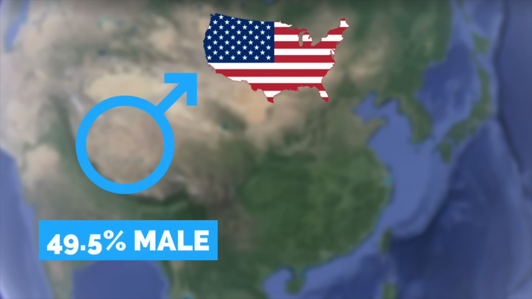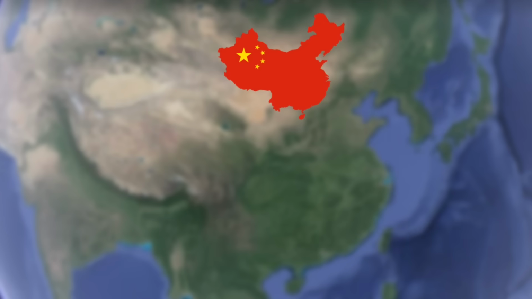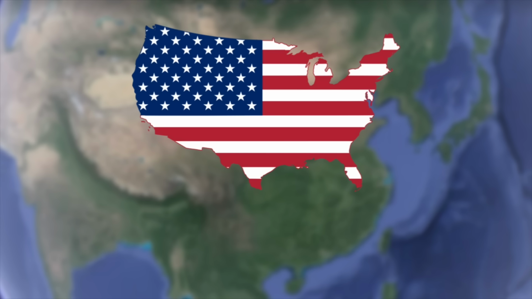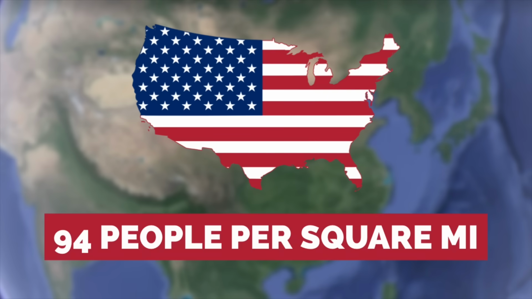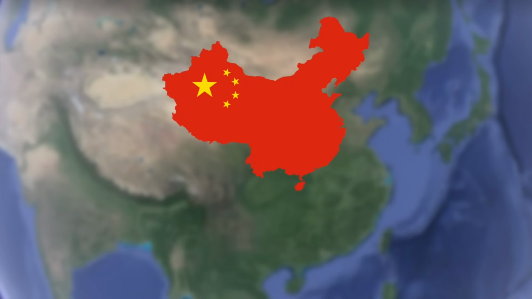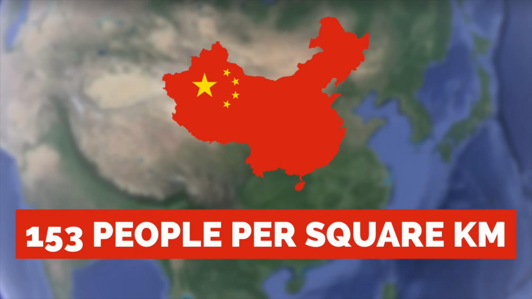In the US, 49.5% of the population is male and 50.5% of the population is female. In China, the gender split is a little more uneven, with 51.3% of the population being male and 48.7% being female. The United States has a population density of about 94 people per square mile, or about 36 people per square kilometer. China is much more densely populated, with around 397 people per square mile, or about 153 people per square kilometer.